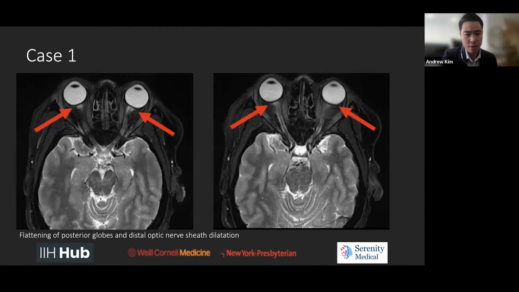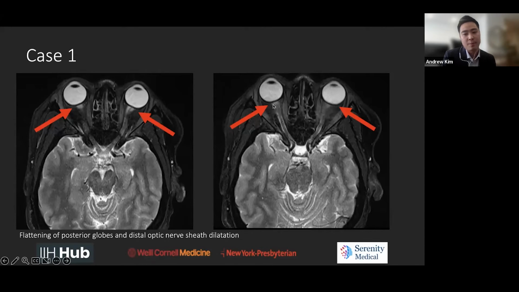So this patient also, as part of the orbits MR imaging, got an axial T2 sequence of the orbits. And you can appreciate here that there is some flattening of the bilateral globes. You can see that instead of being the perfectly round shape of the globe, where the optic nerve heads insert, you can see that it's flattened.